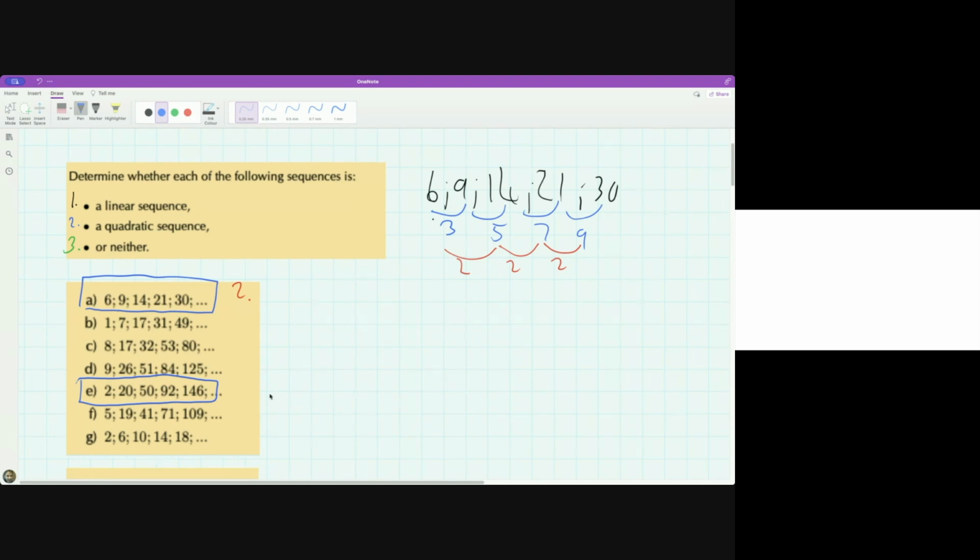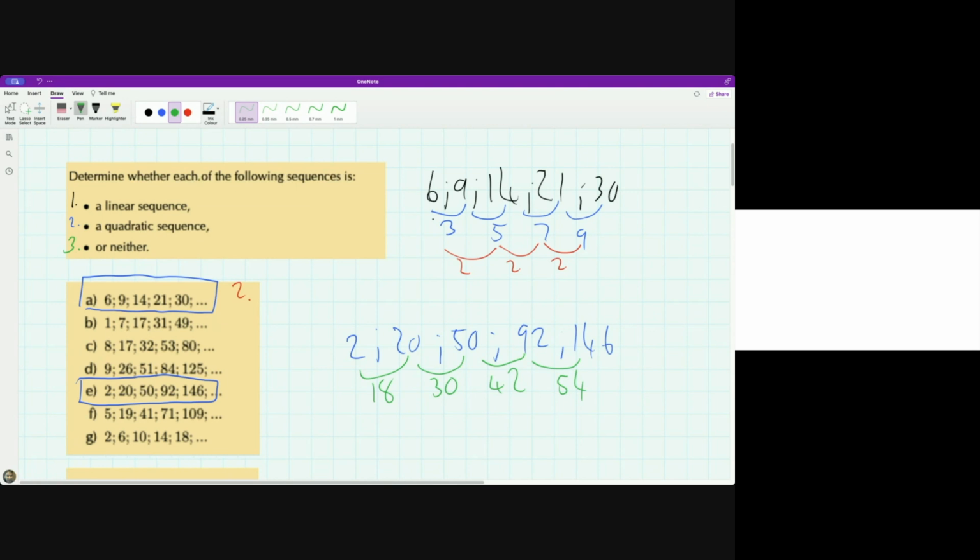Let's have a look. The only way I'm going to know for sure is if I test these out. So I'm going to look at the differences. What's the difference between here and here? It is 18. What's the difference between here and here? It's 30. What's the difference between here and here? 42. Okay, and what's the difference between here and here? It looks to me like it is 54.